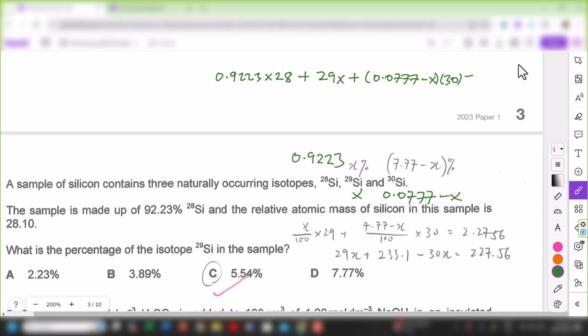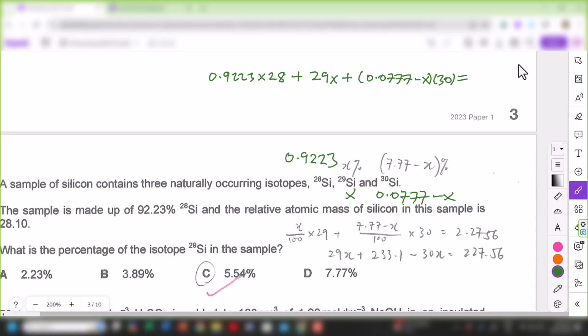Okay, and then I will equate it to 28.10. Okay, then right now I'm just going to attempt to punch my calculator.